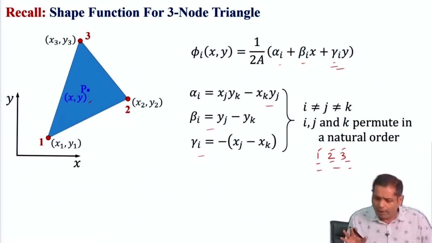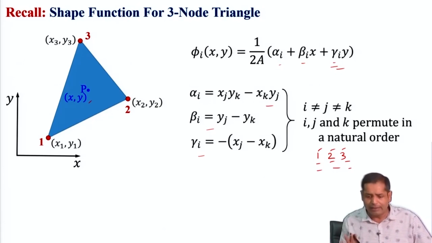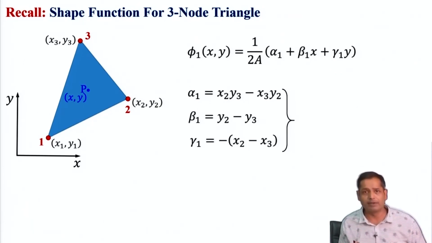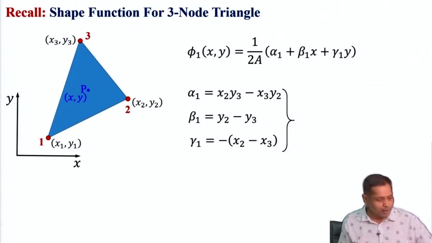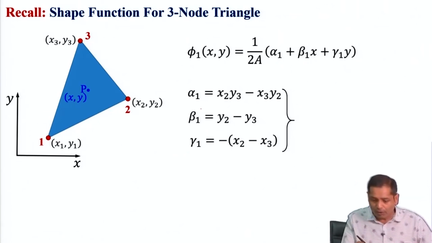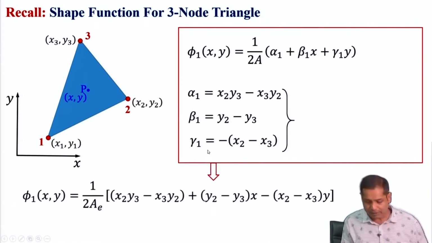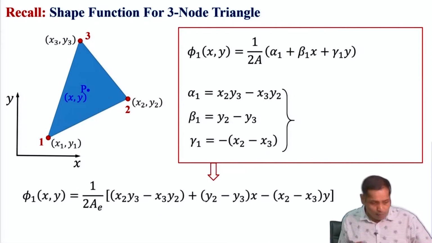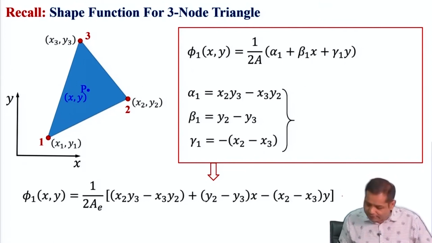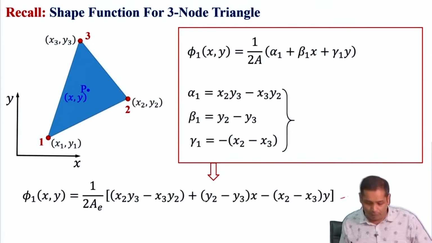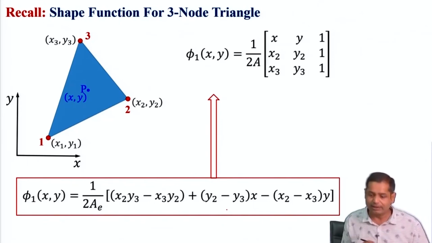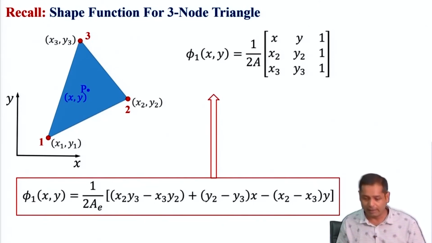Now, if we just write the shape function for node number 1, it will be this. If we substitute all these values in this expression, our expression will be this. So let us write this equation in a slightly different form. This equation can be written like this. This is essentially the same, but written in a slightly different form.